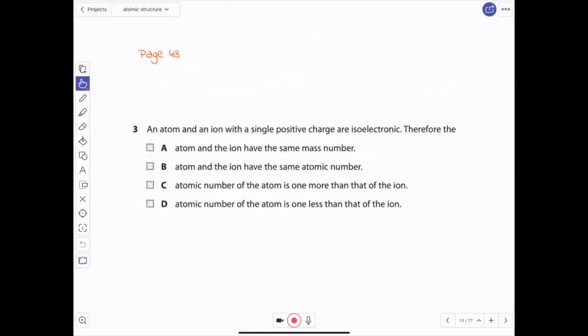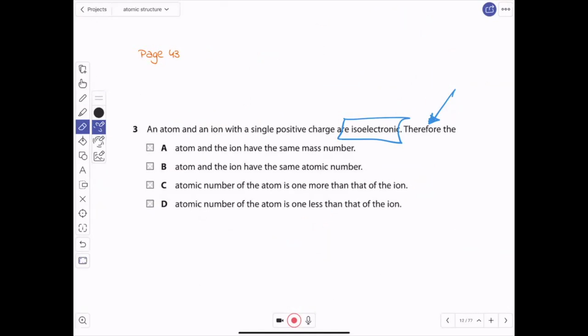All right, so an atom and an ion with a single positive charge are isoelectronic. Therefore, what's the conclusion here? What do you think? What's the right answer? What do you think, guys?